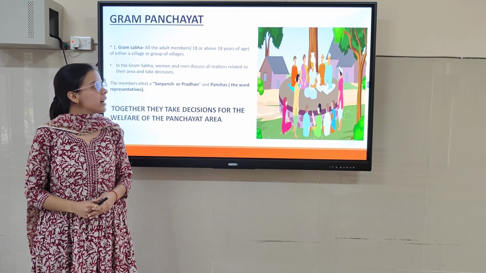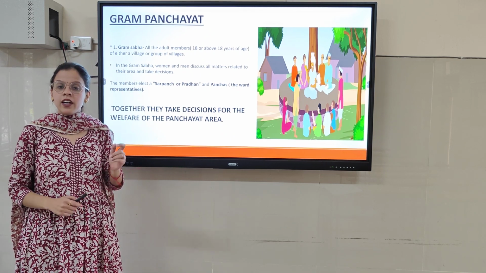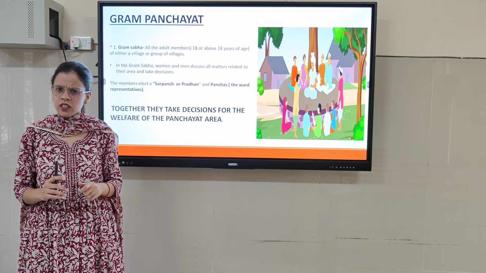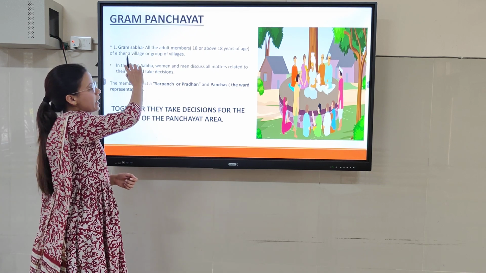Now let us start. Our lesson starts with the term Gram Panchayat. We will study how actually the decisions are taken at the village level. So we have three parties in the picture. The first one is the Gram Sabha.